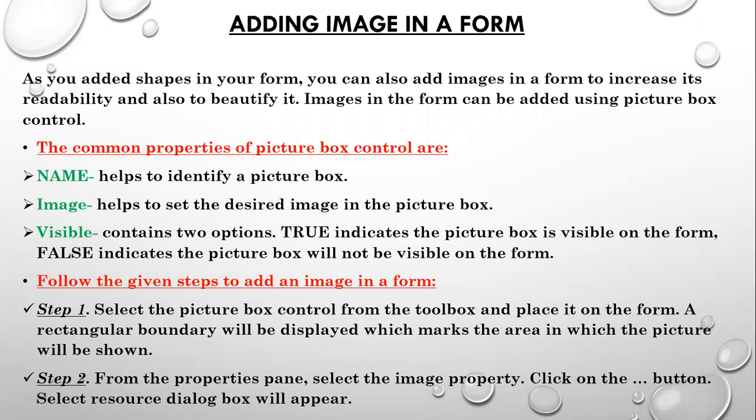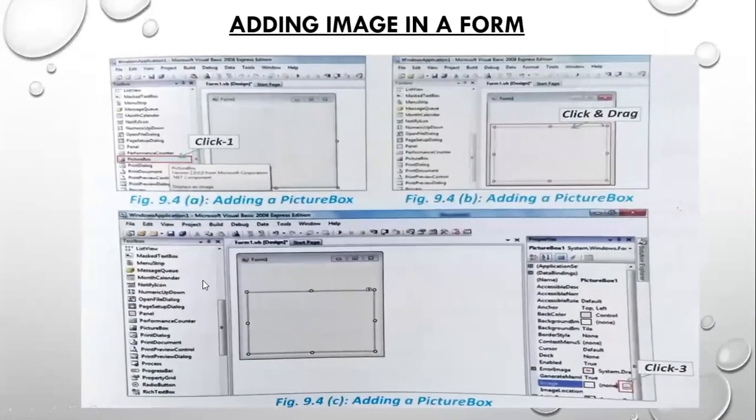Now that I know what are the properties of the picture box and how I can add an image, let's check how we can proceed about adding it. My step number one is I select the picture box from the toolbox, as I mentioned, to your left hand side, and place it on the form. As soon as you place it, a rectangular boundary will be displayed which marks the area in which the picture will be shown. Let me show how that looks.